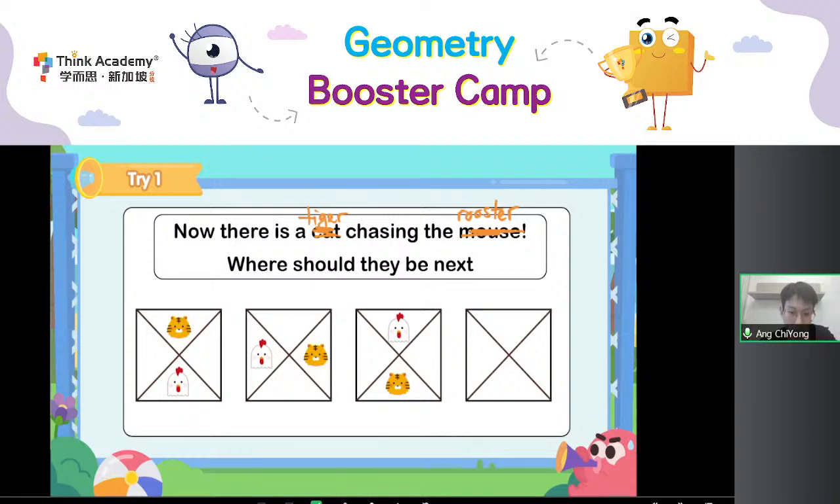Okay, but notice, where is the tiger? Where is the chicken? Is the chicken on the left of the tiger or is it opposite the tiger? Okay, I'm gonna give you some time.